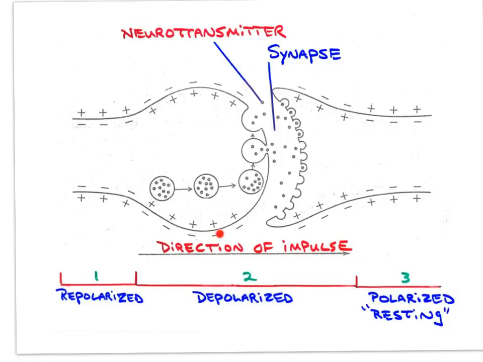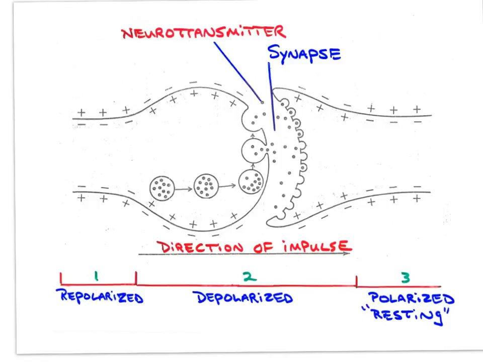The depolarization at the axon terminal results in the release of the neurotransmitter from the vesicles into the synapse by exocytosis. The neurotransmitters diffuse across the synapse and bind to protein receptors on the membrane of the postsynaptic neuron and cause the postsynaptic membrane to depolarize. Notice here. You can see the region of depolarization essentially extends from the presynaptic neuron to the postsynaptic neuron.